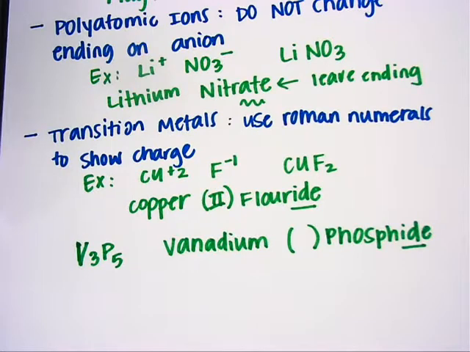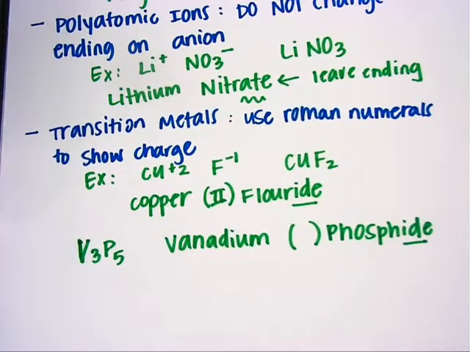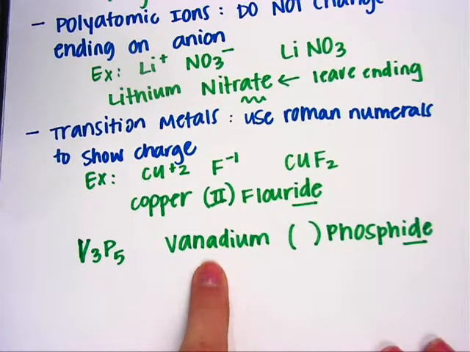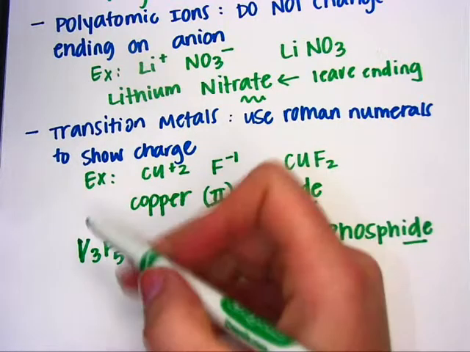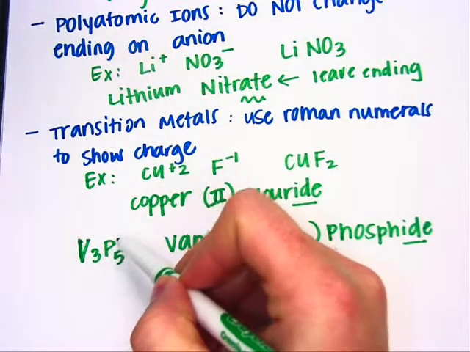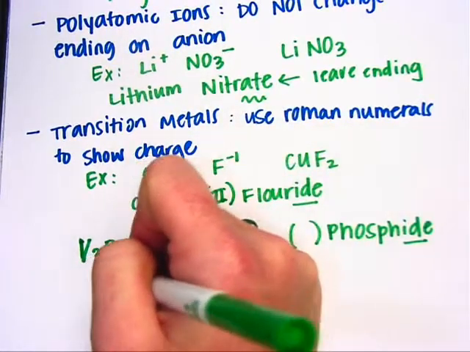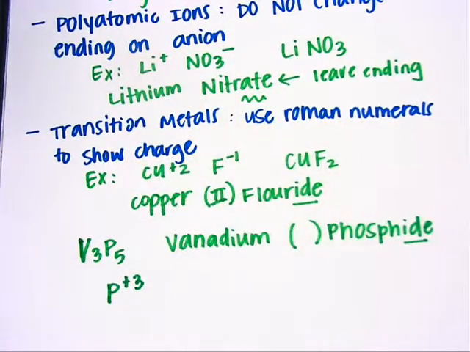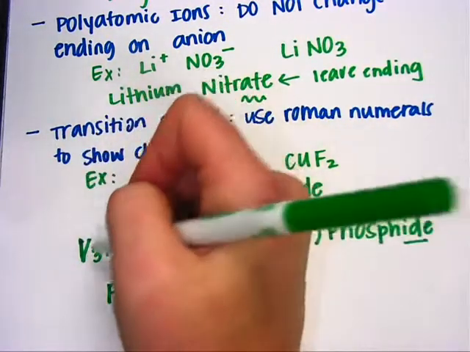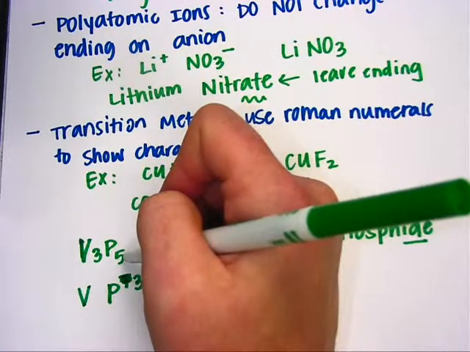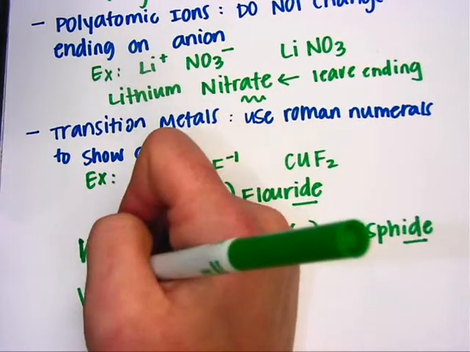Just to point out, the transition metals are always going to be the cation. So when you're looking for them, it's always going to be the first element that you'll have. It'll never be the second element. So you're always going to change that ending. And then we need to figure out the charge on vanadium. So what we're going to have to do is uncrisscross. The number 3 comes up, and that number 3 actually came from phosphorus. Whoops, minus. Sorry. And then vanadium has a charge of 5.